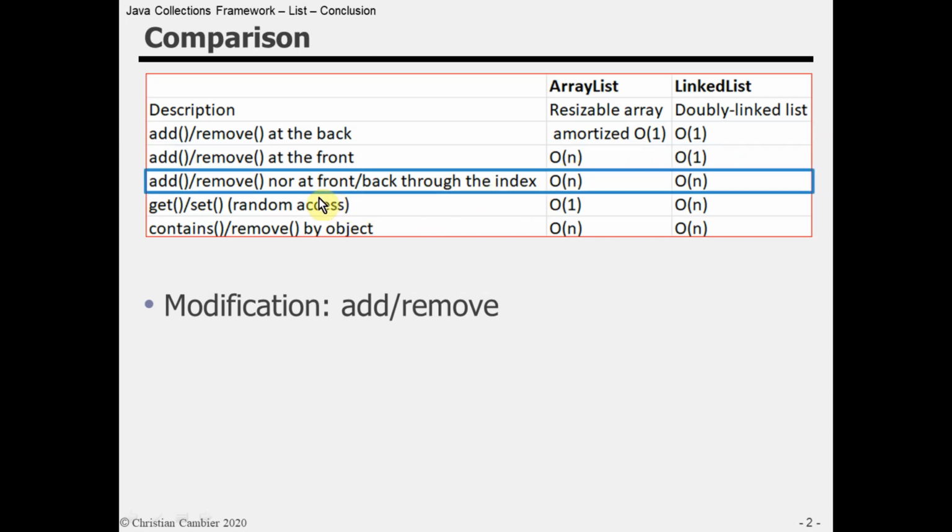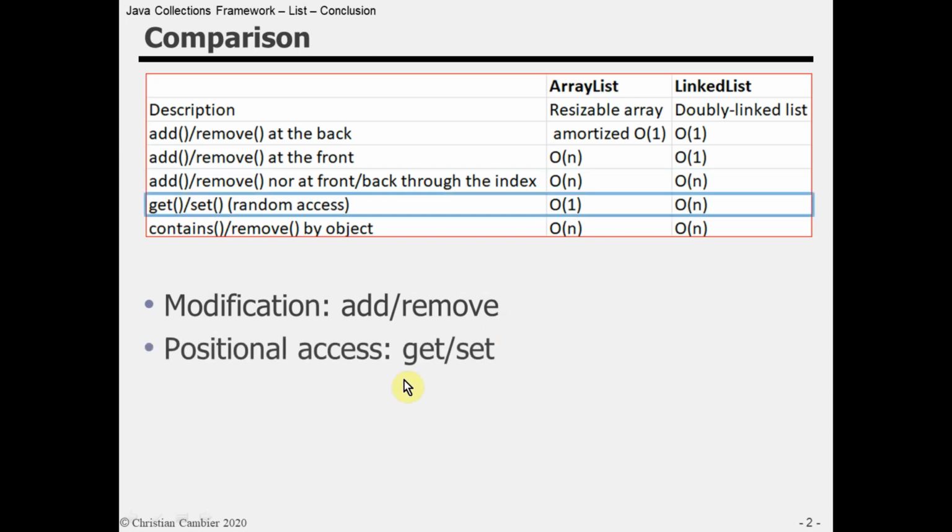Add and remove neither at the front nor at the back, through the index. With ArrayList it is O(n), and with LinkedList, well, the actual modification is O(1), but since LinkedList needs to iterate to the correct position first, which is size dependent, it is quicker than with ArrayList, but still it is O(n).